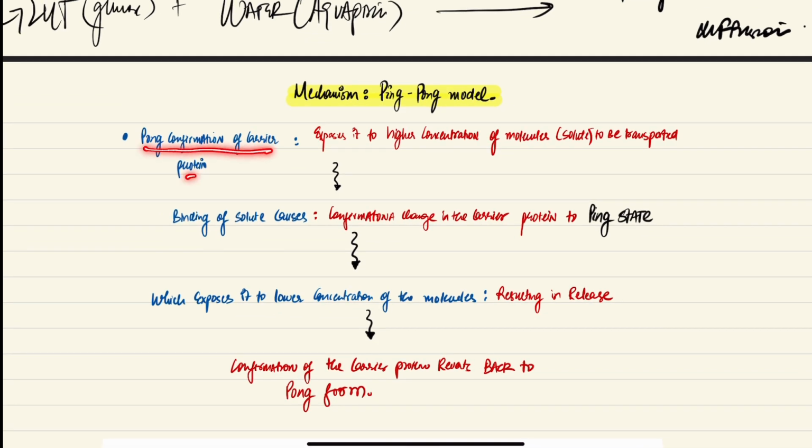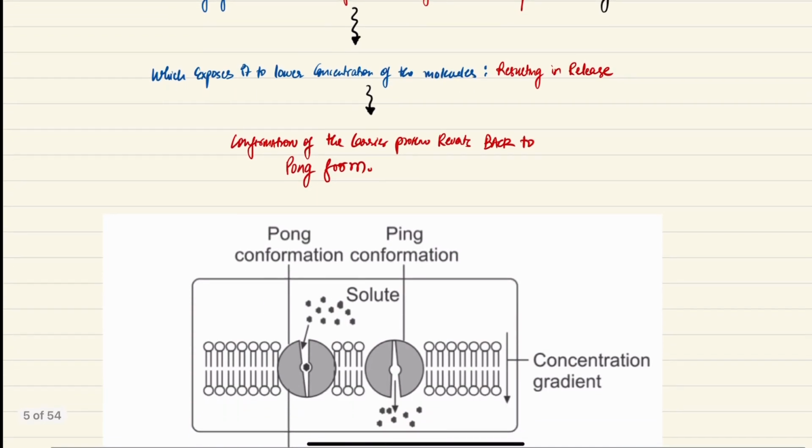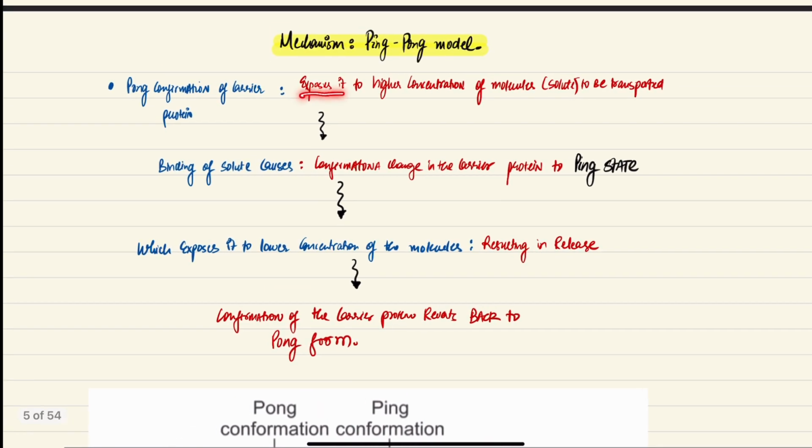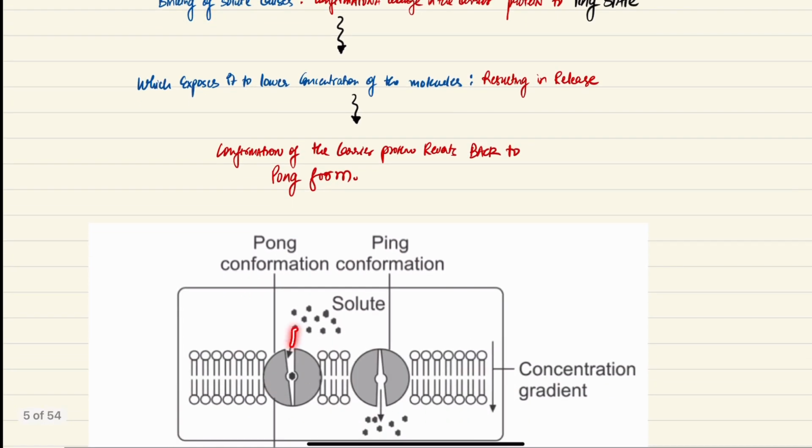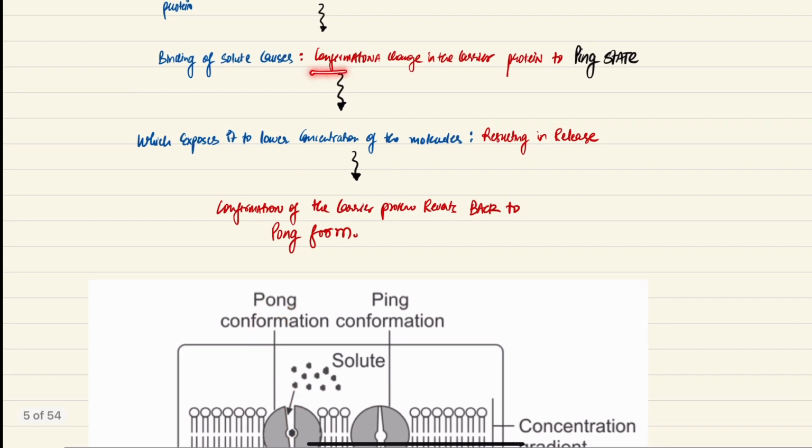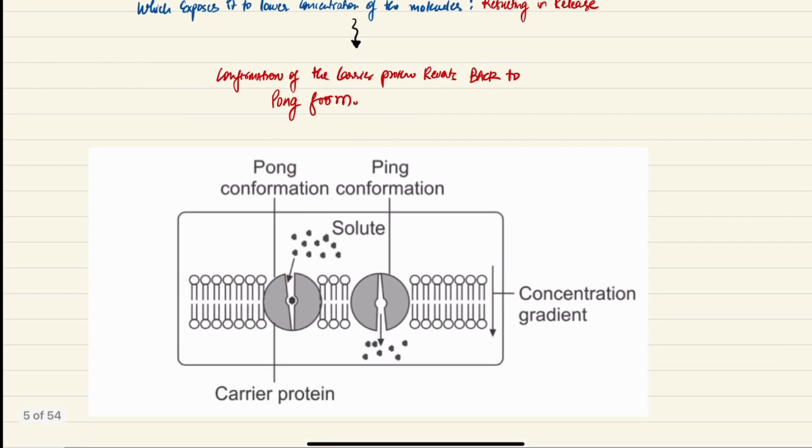The pong conformation of the carrier protein is exposed to the solute side, so it is exposed to the higher concentration of the molecule which is to be transported. When the binding of solute takes place, this solute binds to the pong conformation. What happens is there is a conformational change in the carrier protein to the ping state. So this pong conformation is changed into ping, and this ping conformation changes to pong.